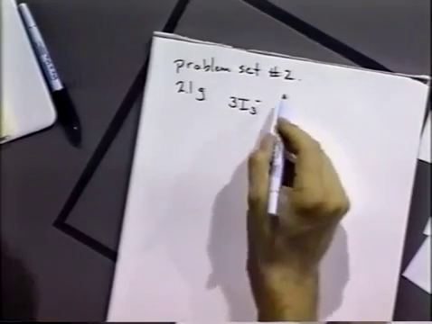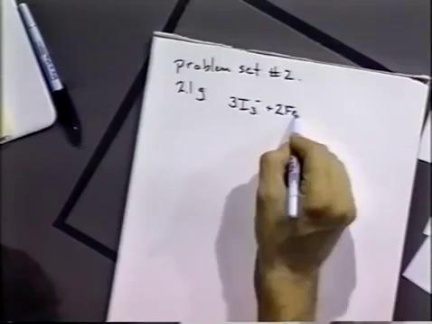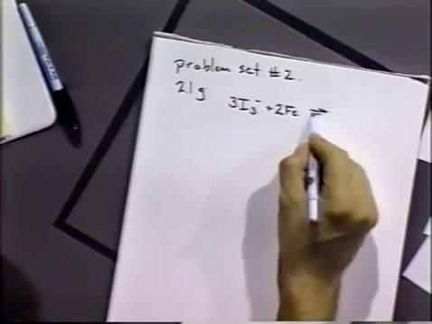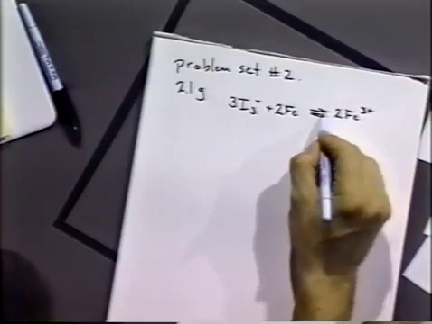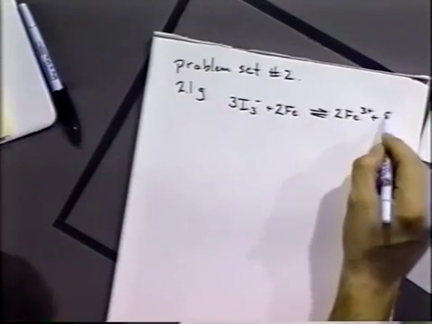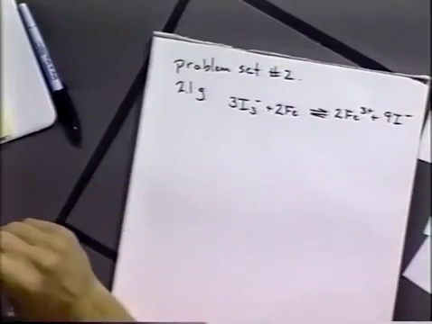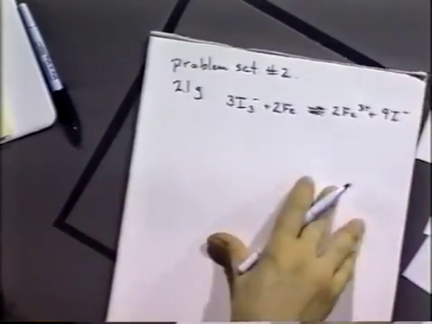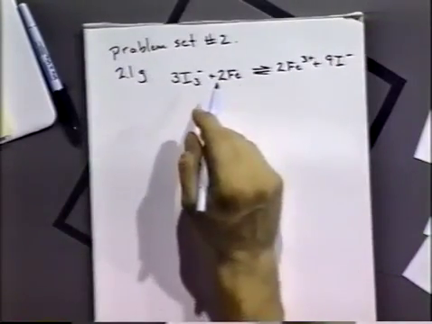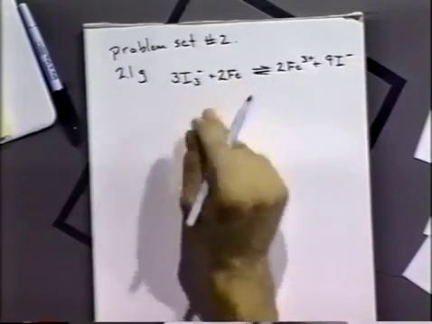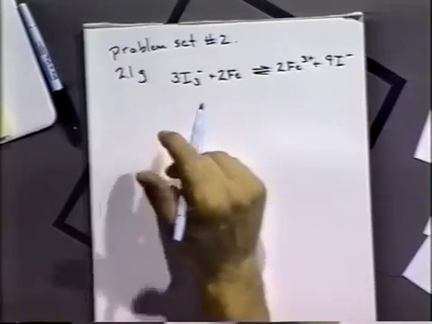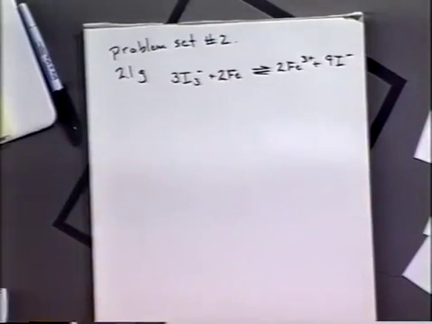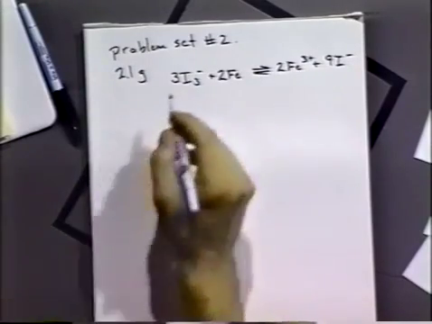3 triiodide molecules plus 2 irons going to 2 iron 3+ species and 9 iodide ions. And the question was, can we draw a cell diagram? And if we draw a cell diagram, is that overall reaction as written an electrolytic or galvanic, a spontaneous or non-spontaneous process? Basically, it's simple enough.